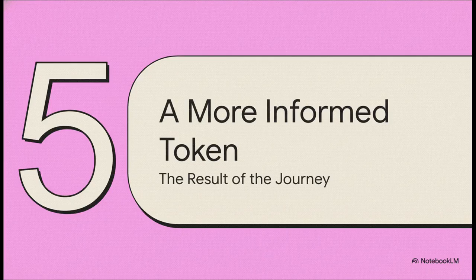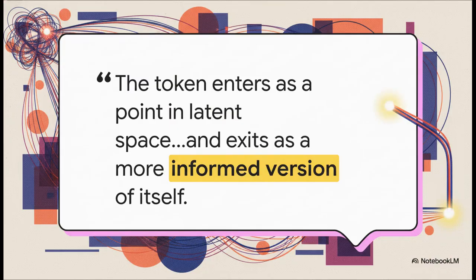And that's it. Our token has made it through the attention mechanism and the feed-forward network. It has completed one full trip through a transformer block. So after all that, what's the result? What's different now? This quote just says it all. The token entered as just a point, a coordinate on that giant map of meaning, but it doesn't leave from the same spot. No way.